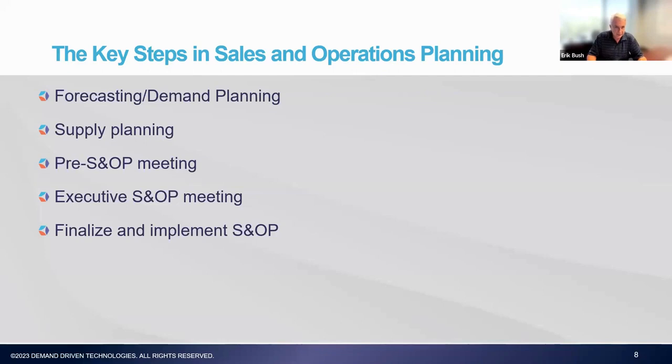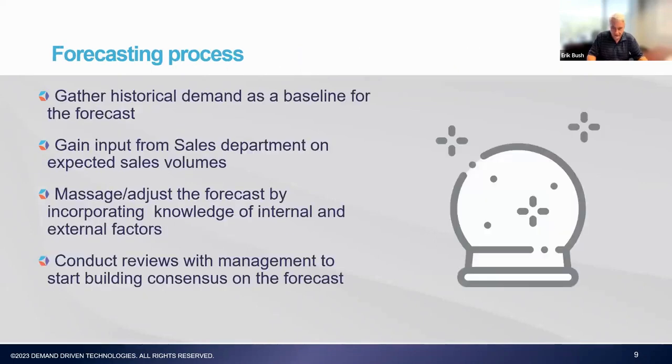Forecasting, demand planning, supply planning, pre-S&OP, and then an S&OP meeting, an executive S&OP that confirms the plan, and then we go out and implement. Forecasting obviously is that crystal ball. We're going to use our historical data. We'll generate a statistical forecast based on that.